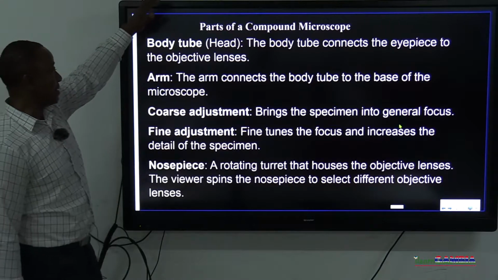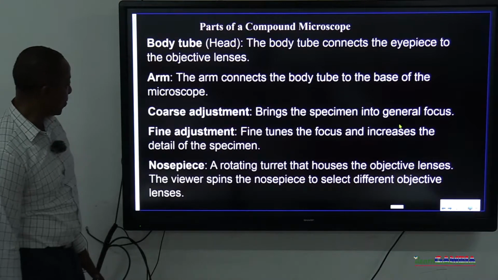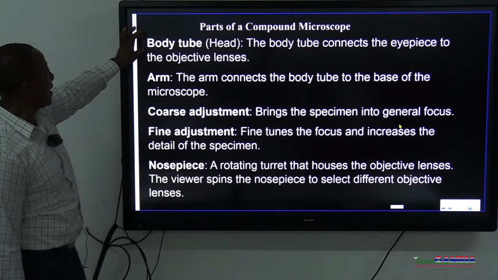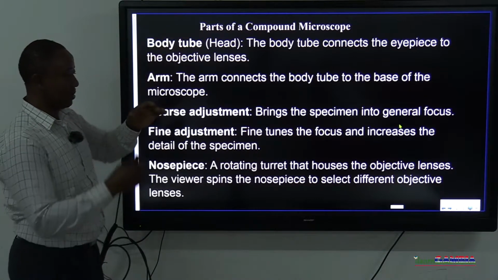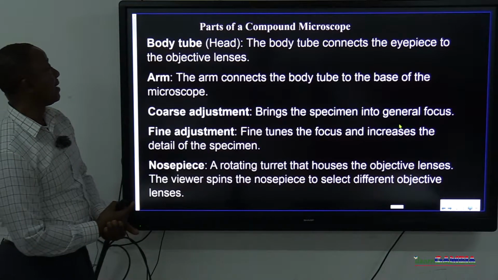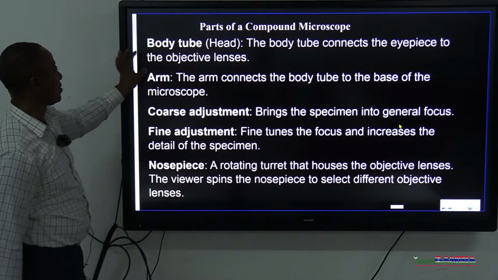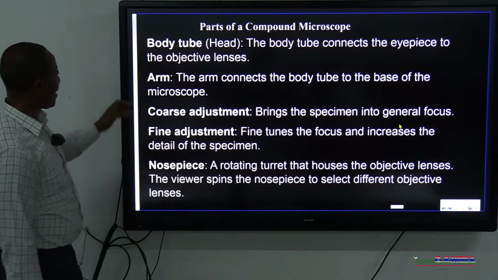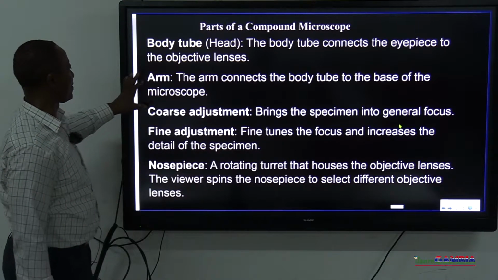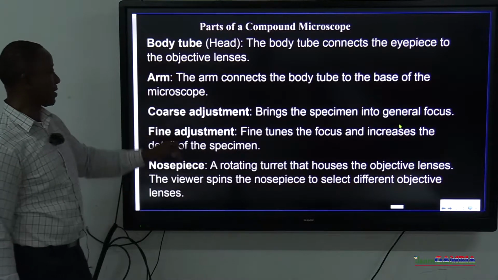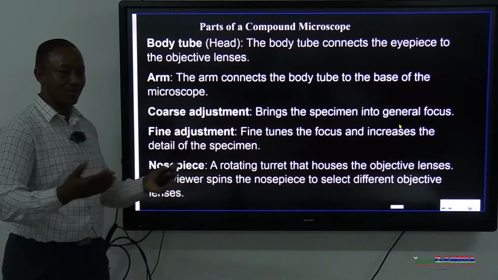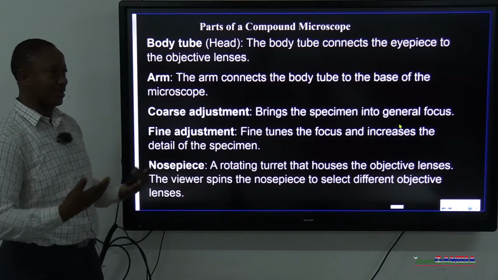So, like I said, you must know the parts of the microscope and briefly describe the function of each. Mention the body tube. Remember, the main thing that is resting on the base, it connects the eyepiece to the objective lenses. The arm is the part that connects the body tube to the base of the microscope, and the coarse adjustment brings the specimen into general focus so that you begin to see the object.